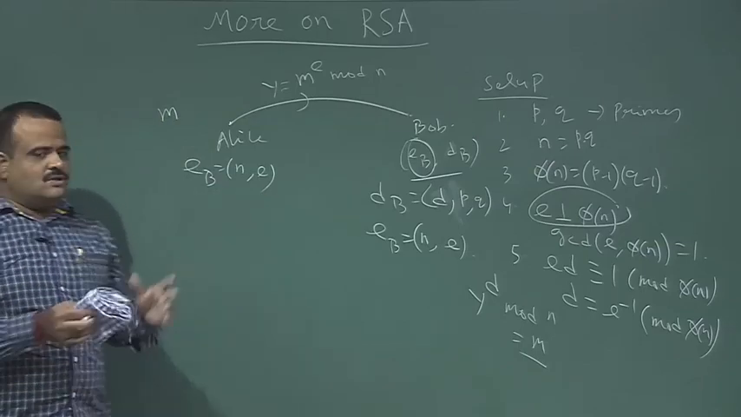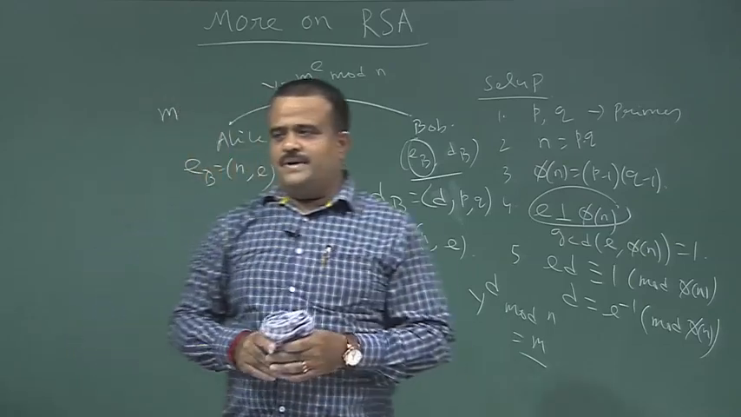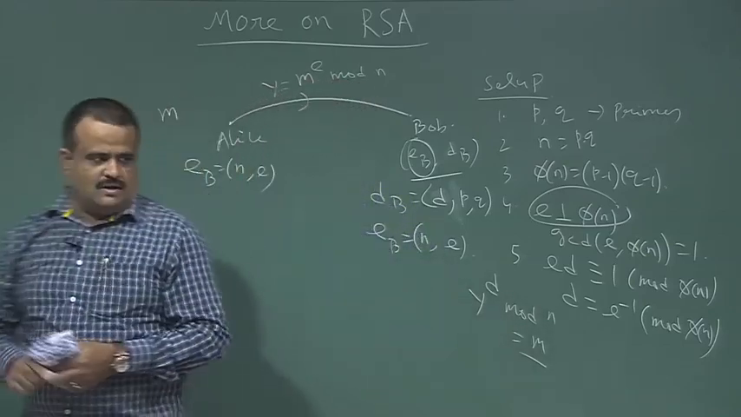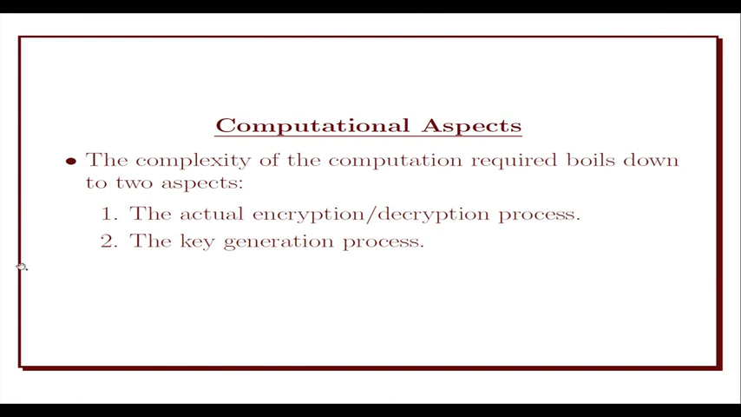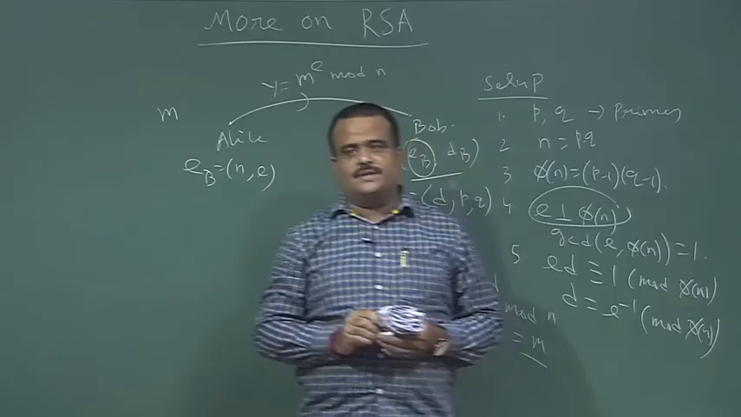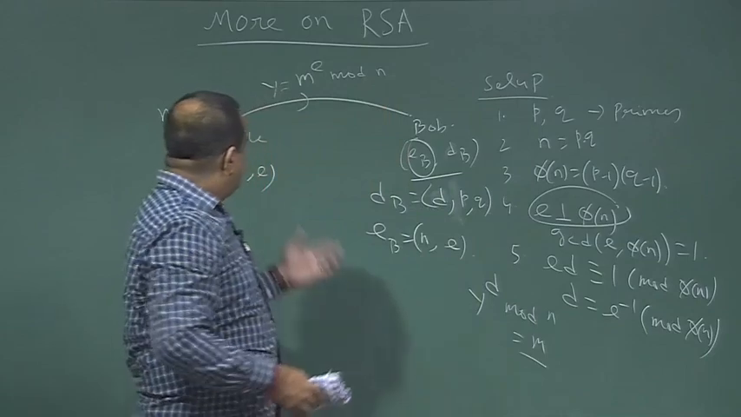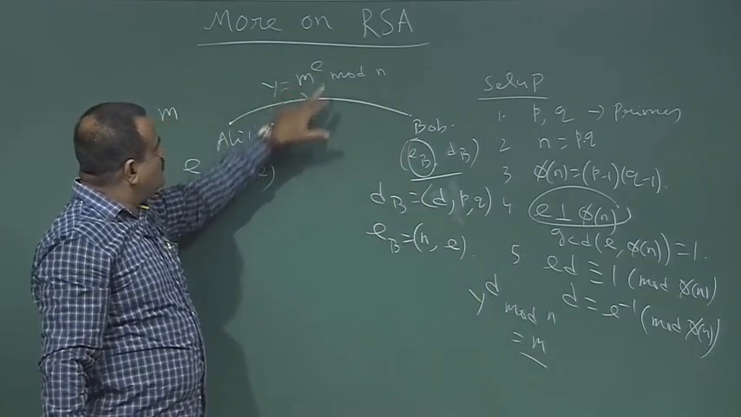Today in this talk we will talk about some computational aspects and the security aspects of RSA. Let us start with the computational aspect. The complexity of the computation requires two steps, actual encryption and decryption. For encryption we need to calculate m to the power E. So how can one calculate this?